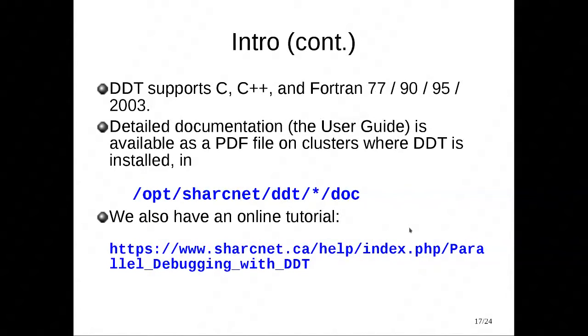This debugger supports C, C++, and all flavors of Fortran. You can find detailed documentation, the user guide, installed on our cluster in this specific location. Asterisk stands for version. We have multiple versions installed on clusters, so you can look up the specific version user guide. And we also have an online tutorial. So go to our wiki help section and search for DDT debugger. Basically, you can find it there.